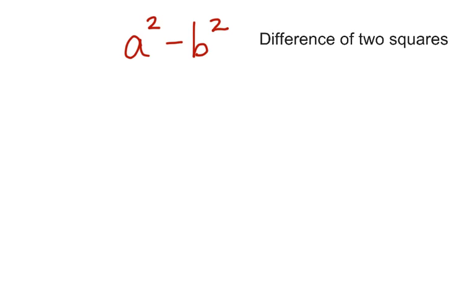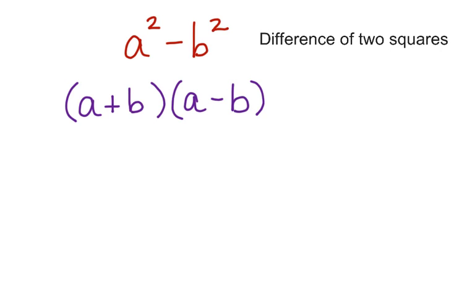Sometimes when we factor, we're going to see something that looks like this: a squared minus b squared. We can call this the difference of two squares. And when we have a difference of two squares, they can always be factored the same way. So take a look. We can have a plus b times a minus b.